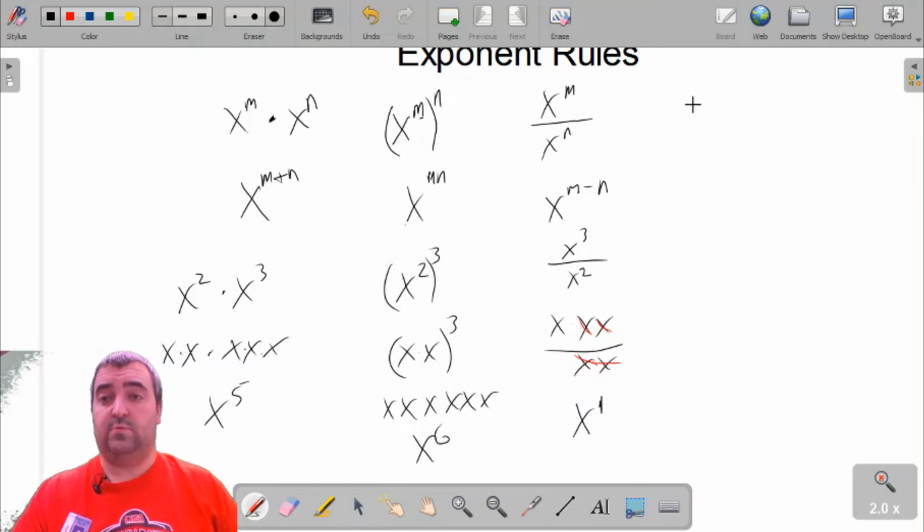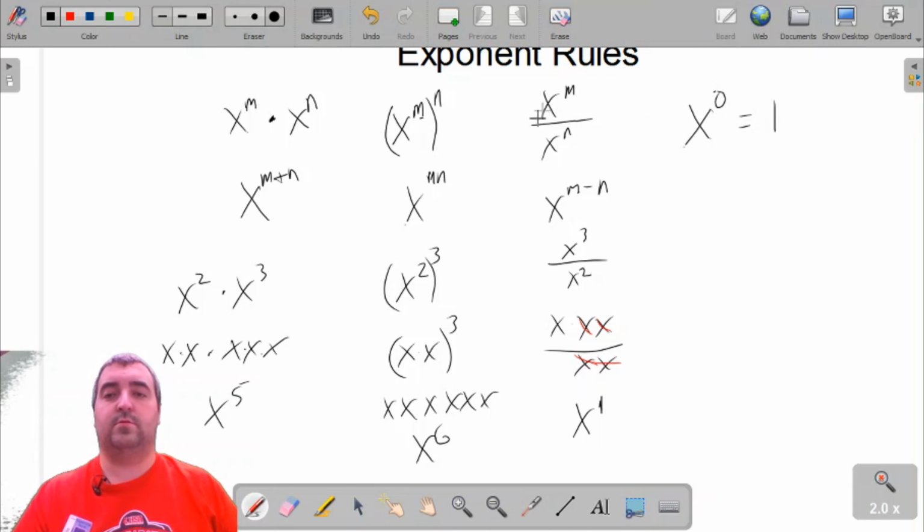The last rule is one that people forget all the time, but if you don't forget it, there's not any work. It's really nice and easy. It's anything, so x here could be anything, raised to the 0 power equals 1. Okay?